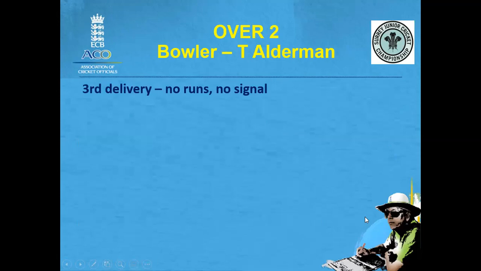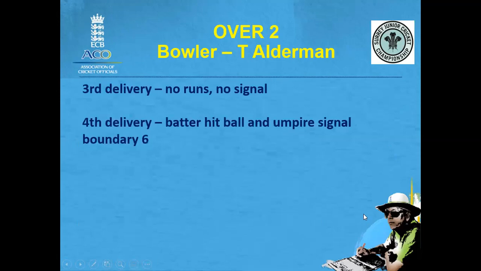Third delivery, no runs, no signal. Fourth delivery, batter hits the ball and umpire signals boundary 6. Fifth delivery, no runs, no signal.